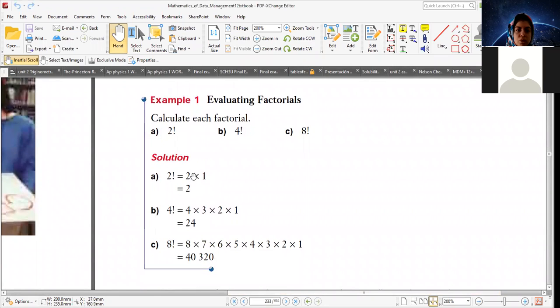Like 2 factorial means 2 multiplied by 1. 4 factorial is 4 multiplied by 3 multiplied by 2 multiplied by 1. It means you start at this number and you decrease it until you get to 1 and you multiply all together. 8 factorial is the same thing. 8 factorial is 8 multiplied by 7, 6, 5, 4, 3, 2 until 1. Any question?